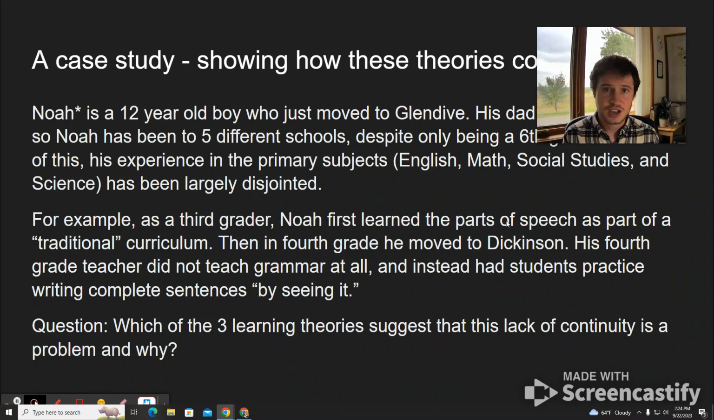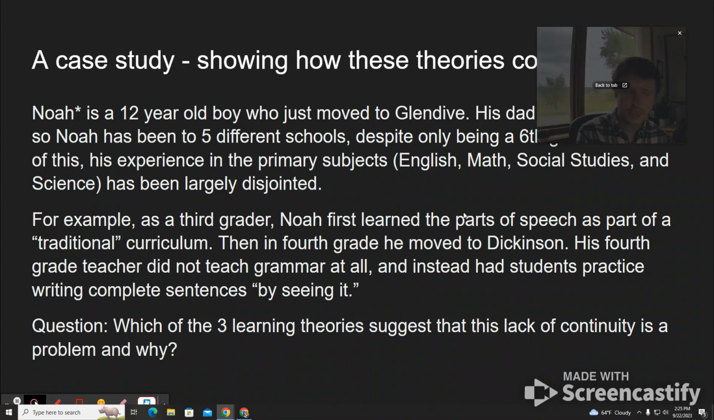previous foundation. It's like pouring concrete at one construction site, and then, oh, we're going to go pour concrete at this construction site, and then next school goes, hey, we're going to build a frame, but that concrete's not going to work. You didn't get our concrete. You need our concrete. Oh, you didn't get it. We're moving on, right? So constructivism would say Noah's in trouble. Let's continue our case study.